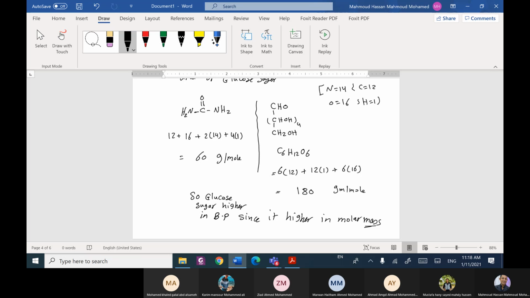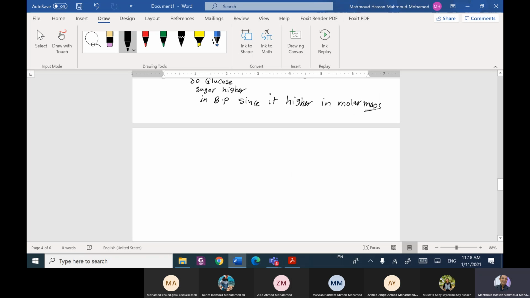Okay. Return back to the freezing point, the third property. And next session, inshallah, we are going to talk about the osmotic pressure and solve problems on this learning outcome. Boiling point elevation, freezing point depression.